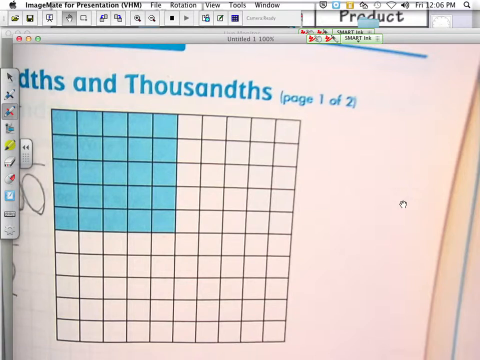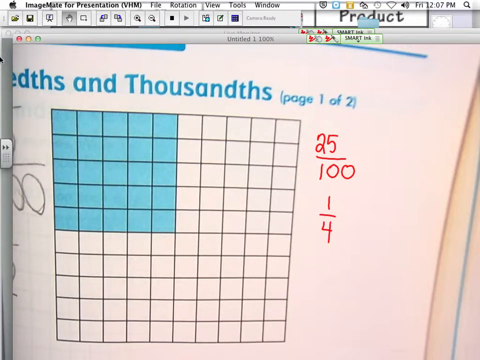What'd you come up with for a fraction, Megan? 25 out of 100. You also came up with 1/4. As a decimal, how many places past the decimal do I need to go? Amanda? 2, because I'm going to the hundredths place. And what do I need to fill in? 25. So this is 25 hundredths. Okay?